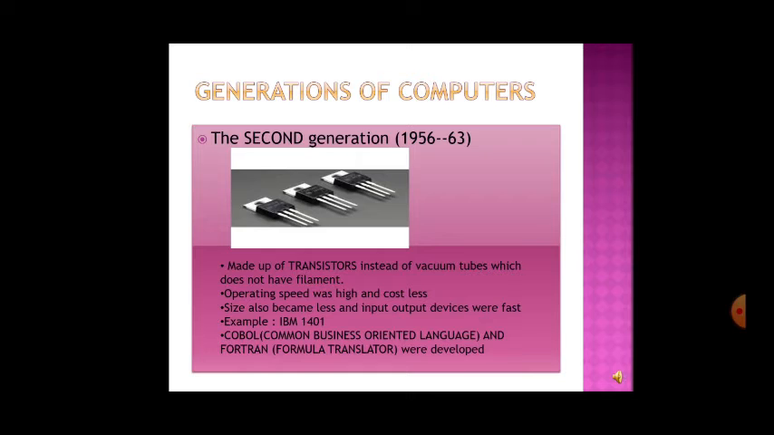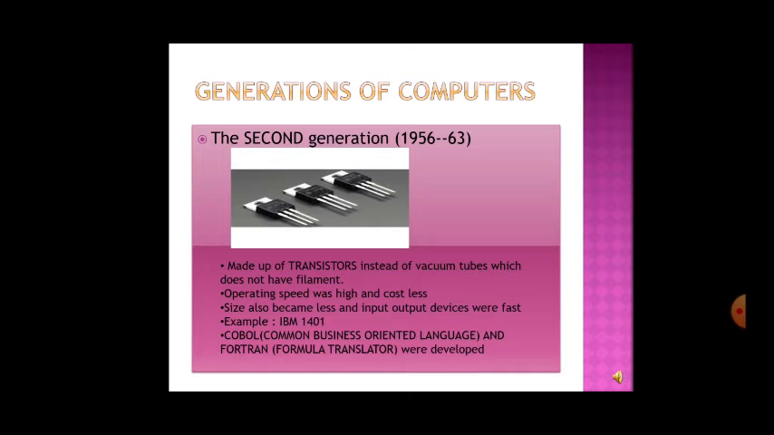So the operating speed was high. Instead of one vacuum tube, they used some more transistors, so the operating speed also increased and the cost also became less. The vacuum tube cost was very high and the transistor cost was less. So size also became less. A transistor is small in size, and the input output devices became very fast.